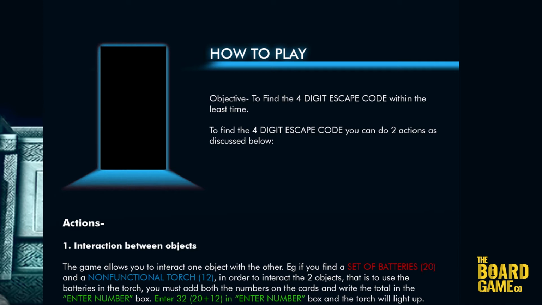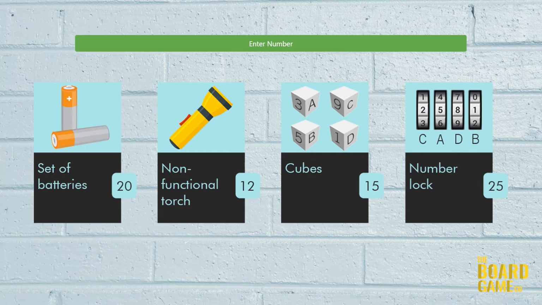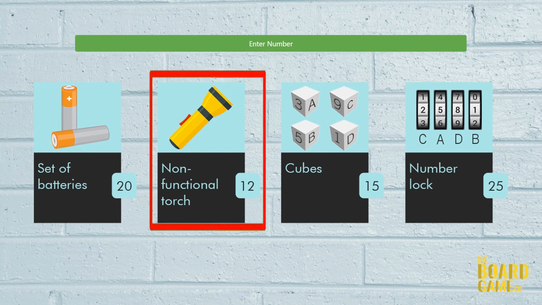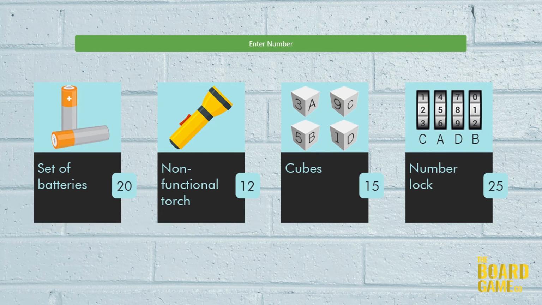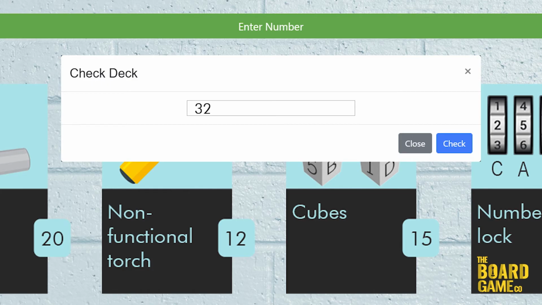First, during the game, you will come across different objects. Every object will have a number and a description associated to it. As an action, you can interact with 2 or more objects. For example, if you come across a non-functioning torch and a set of batteries, if you want to interact these 2 objects, that is, put the battery in the torch, you need to add their respective numbers and enter the total in the enter number box.